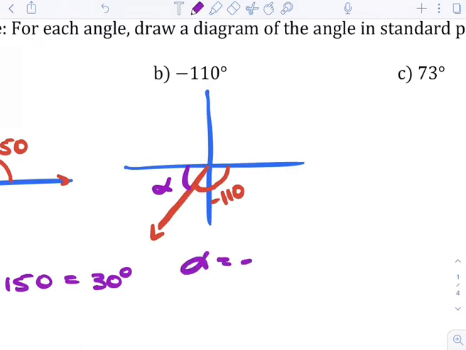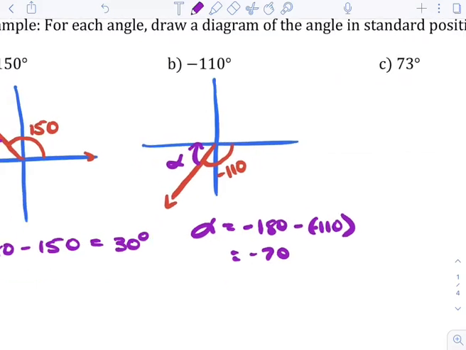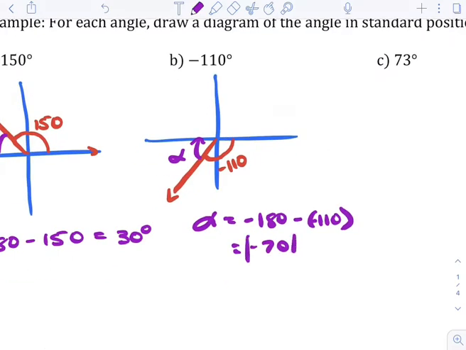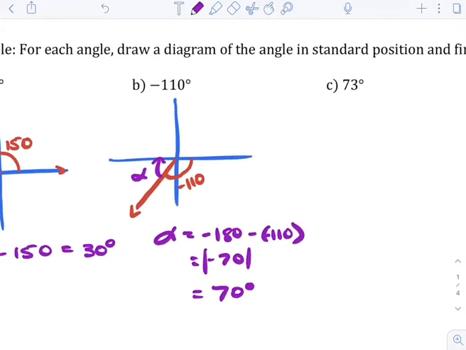Alpha is equal to negative 180 minus negative 110, which is equal to negative 70. So why is it negative 70? We're just calculating what's missing going up in that direction. But the related acute angle is always going to be the absolute value of that, 70 degrees. So the related acute angle is 70 degrees in that quadrant there. The related acute angle is always going to be positive.